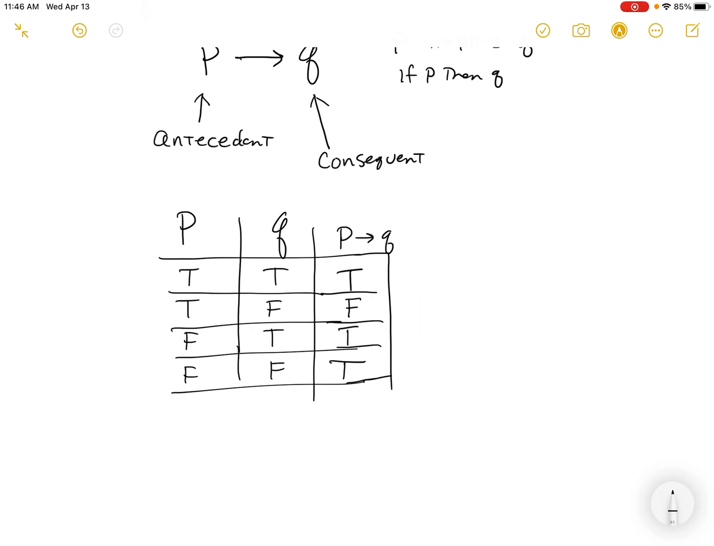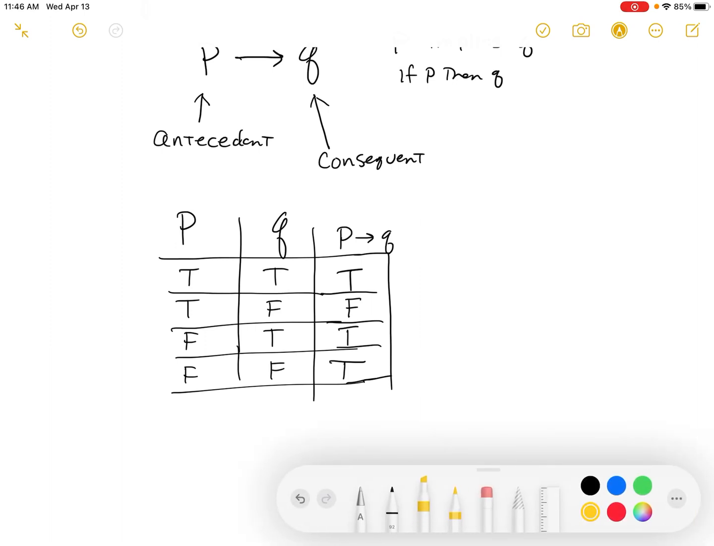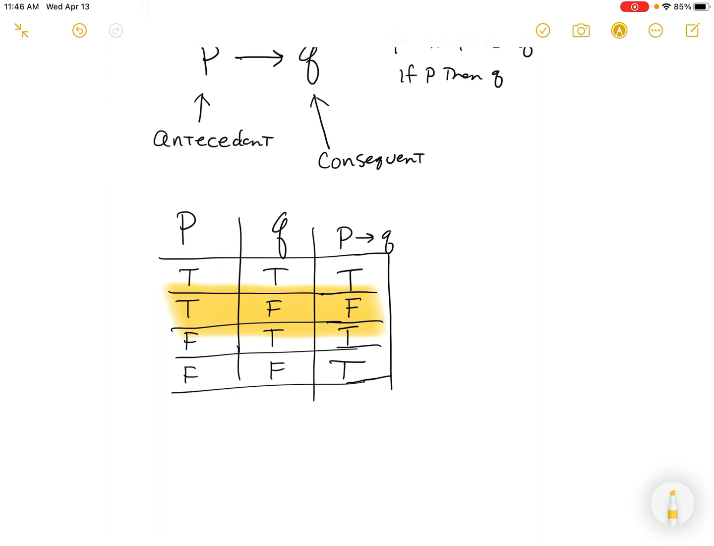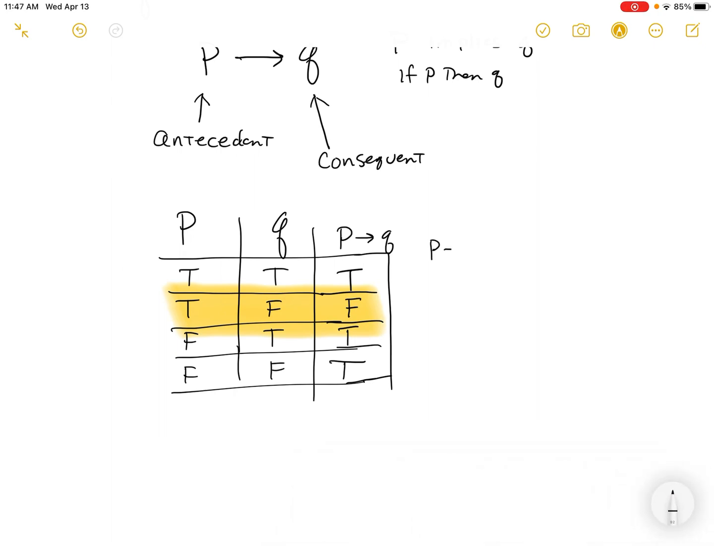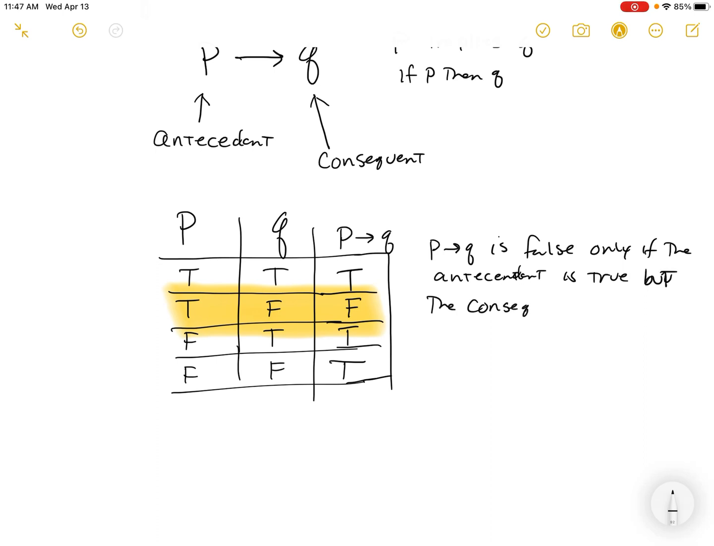So there's some things we want to notice out of this. One thing that we can notice, and I'll highlight that first, is that the only time P implies Q is false is only if the antecedent is true, right? It's been met, but the consequent is false.